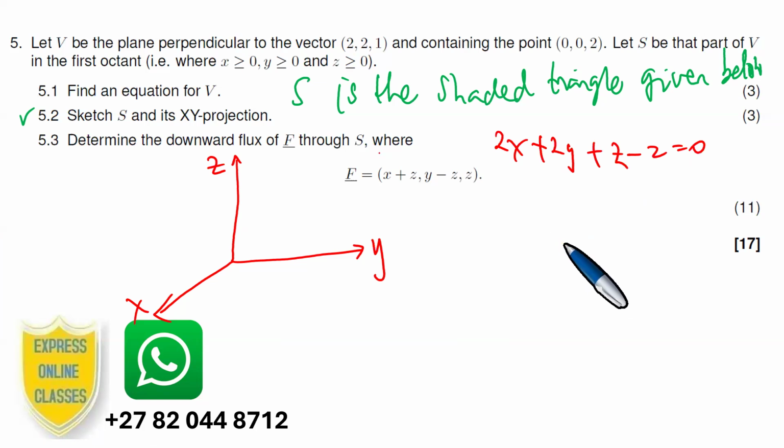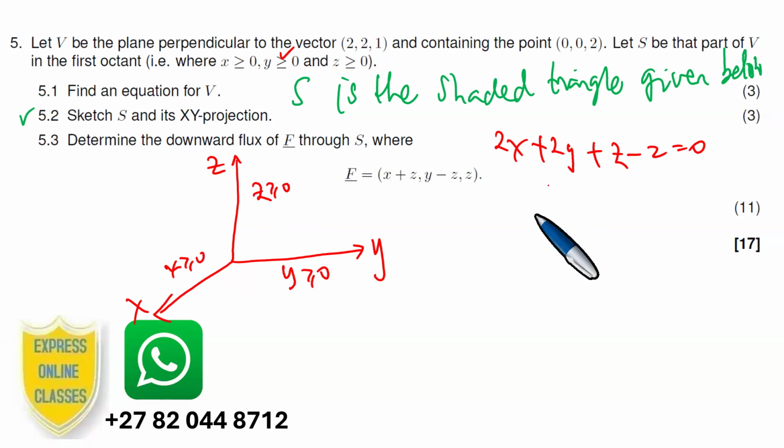Let S be part of the plane in the first octant. So we want to sketch this one, the first octant. The first octant is where y is greater than or equal to 0, x is greater than or equal to 0, and z is greater than or equal to 0.